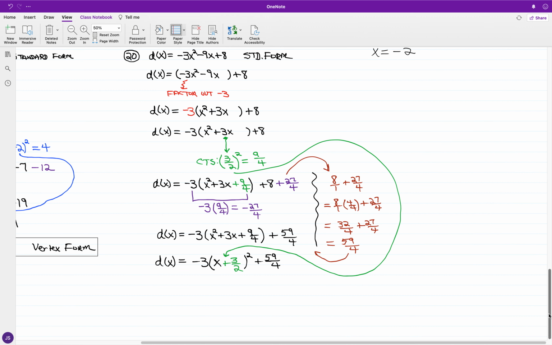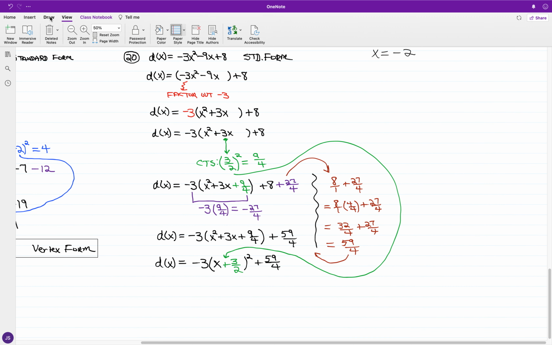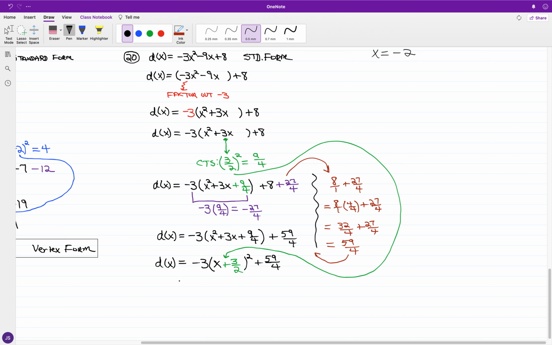Okay, so when all is said and done, for the vertex form, we'll have that d of x is equal to -3 times the square of x plus 3/2, followed by the addition of 59/4. And once again, that is going to be the vertex form.